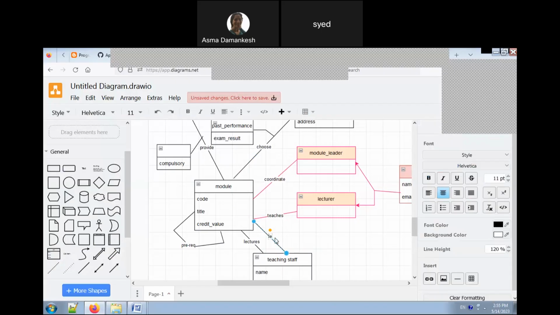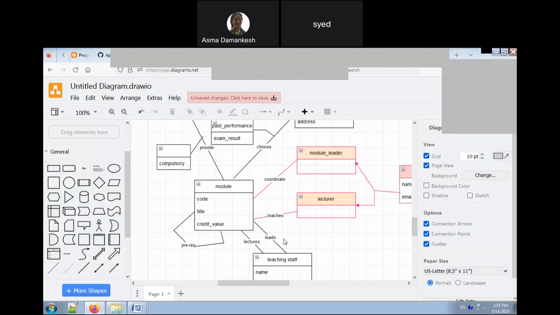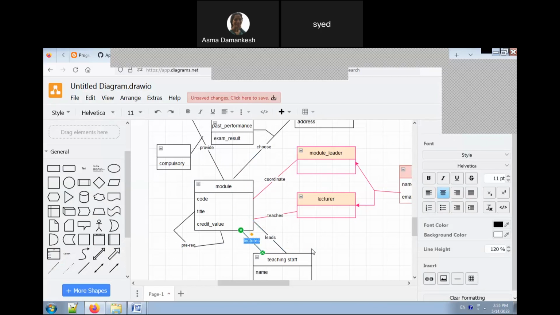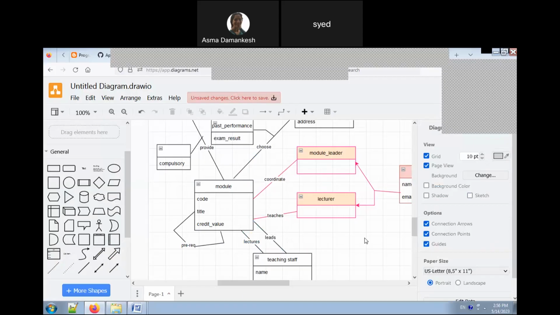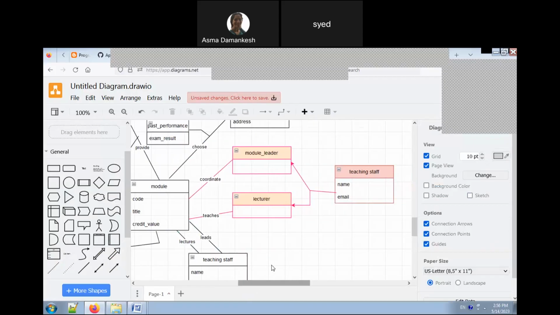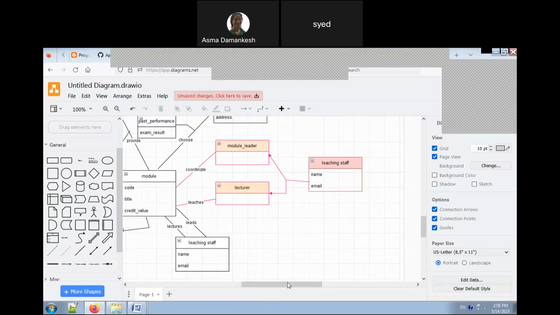If the naming makes it easier. Okay, so the module leader leads, the other one lectures. Okay, so that's how you go about it basically. Now this particular thing captures everything.